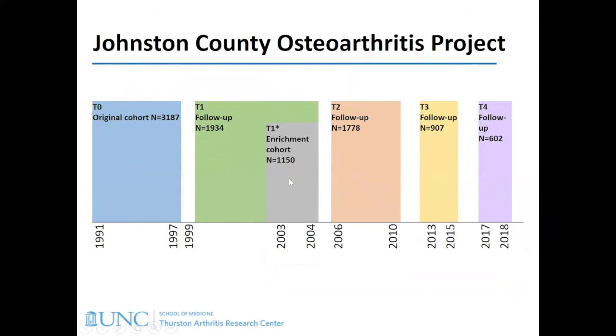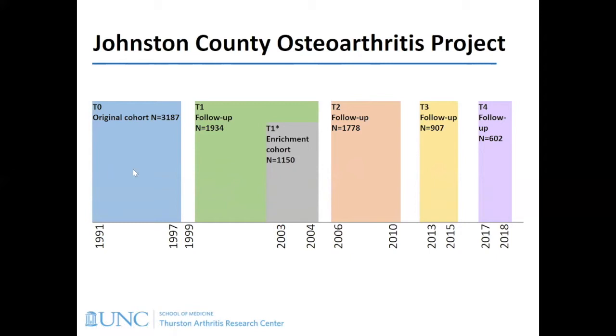But we also ended up bringing in more participants at this period that we call Team 1 Star, which was in 2003 to 2004. So when we do some of our analyses in Johnston County, sometimes we just pick one period of time. So maybe we're interested in everybody who was in the study in this period from T1 to T1 Star, and we have a number of papers just looking at one time point.